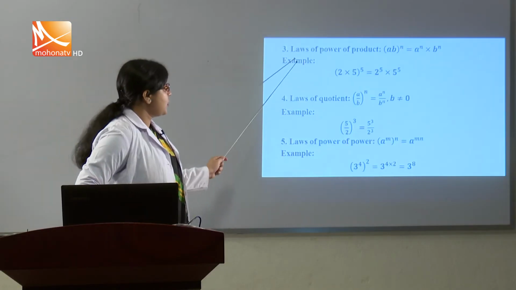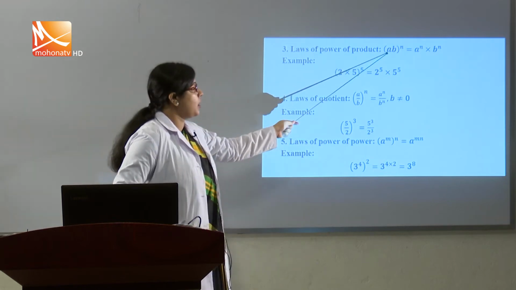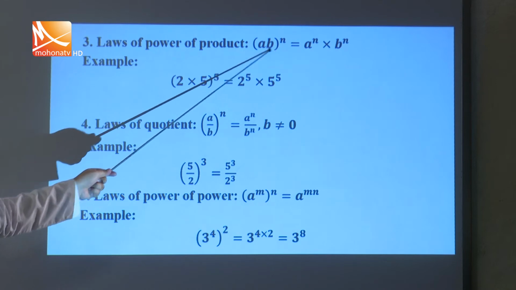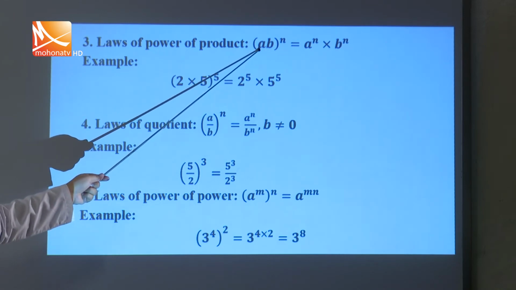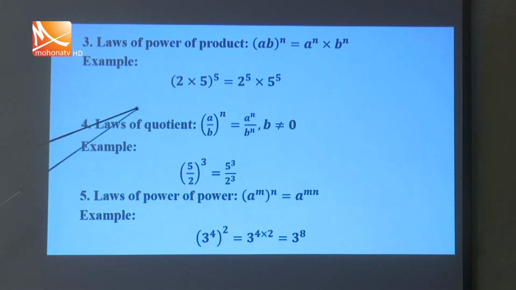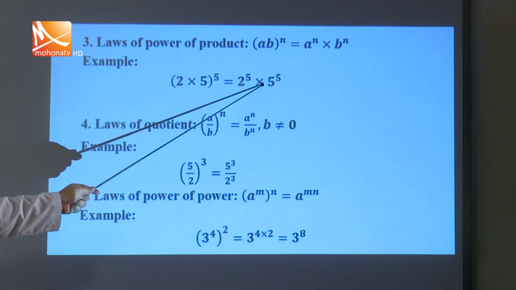formulas. This is power of product. If we have two factors like (ab) whole to the power n, you have to distribute this power n between these two factors, a to the power n into b to the power n. Let us see an example. (2 into 5) to the power 5 equal to 2 to the power 5 into 5 to the power 5.